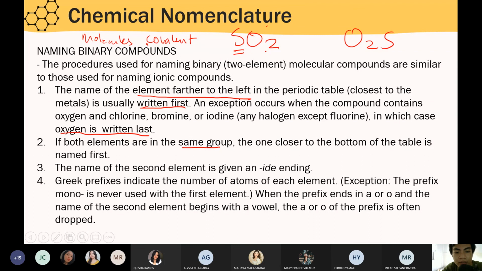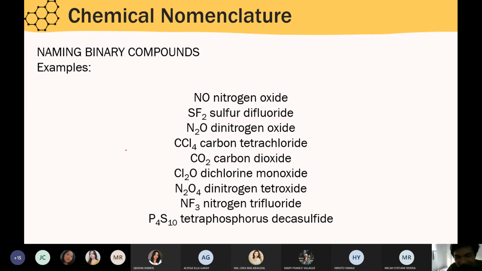So why is it important that you indicate the proper order? Why is it important to write the correct way, which element comes first? Because you will name the second element with the suffix ide. So you should really write the second element correctly, because this one will end with the ide. And then obviously you have to write the Greek prefixes, except for the first element. Mono is never used for the first element.